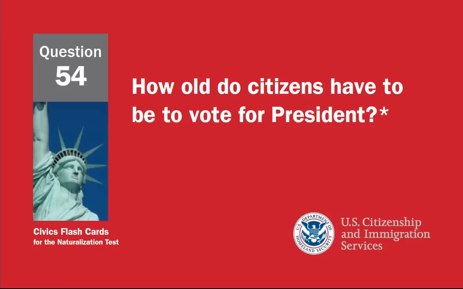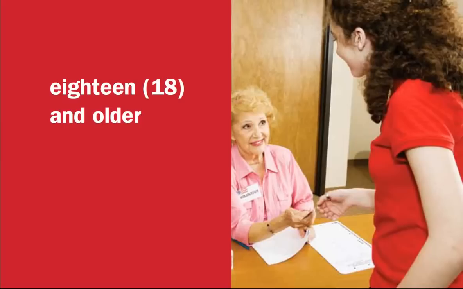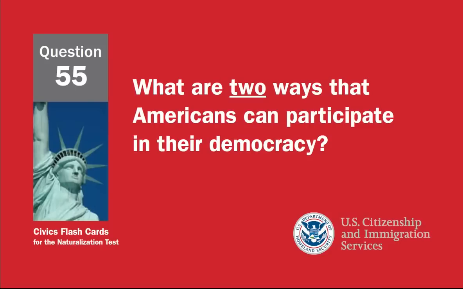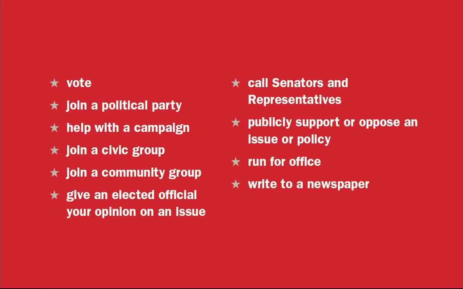How old do citizens have to be to vote for president? 18 and older. What are two ways that Americans can participate in their democracy? Vote. Join a political party. Help with a campaign.